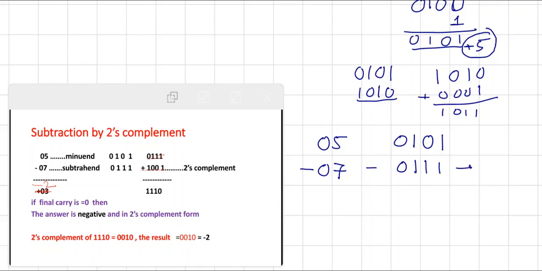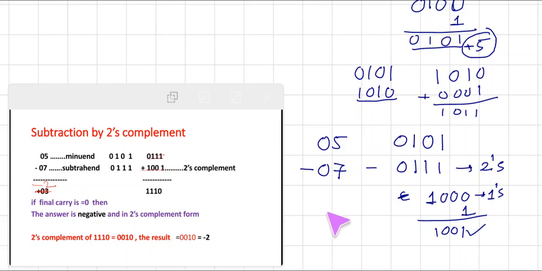So we have to subtract this number. What are we going to take? We are going to take the 2's complement of this number. So what is the 2's complement? The 1's complement is 1000. Then we are going to add 1 here. So we get 1001. So this is the 2's complement. So we are going to add this, 0101 and 1001.